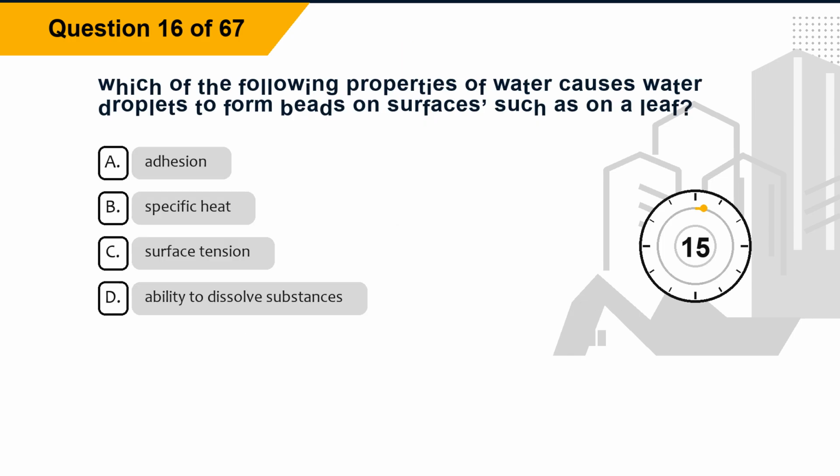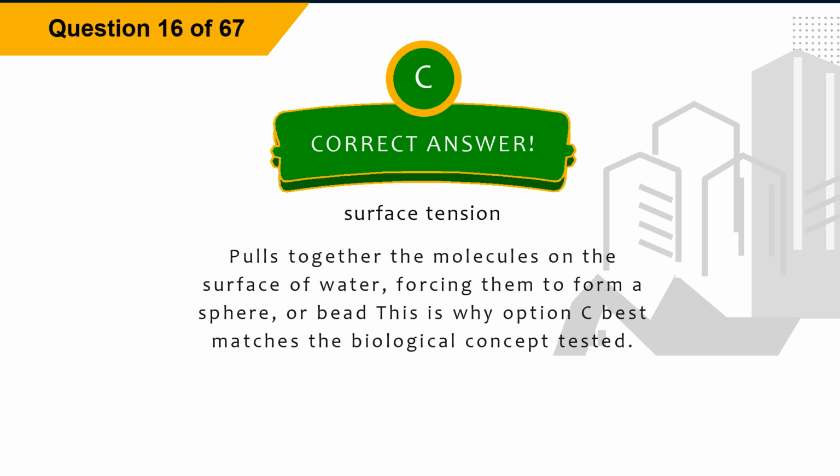Question 16. Which of the following properties of water causes water droplets to form beads on surfaces, such as on a leaf? Option A, adhesion. Option B, specific heat. Option C, surface tension. Option D, ability to dissolve substances. The correct answer is option C, surface tension.